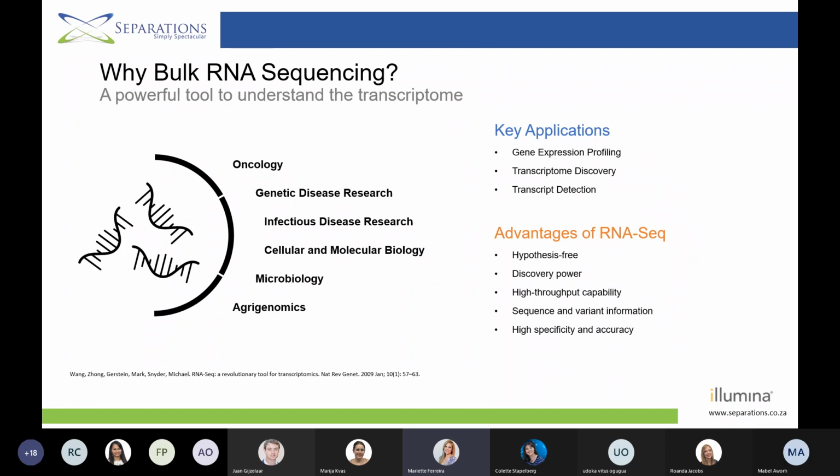The advantage of RNA-seq compared to something like microarray technology is the fact that it's hypothesis-free. You don't need any oligos pre-designed and bound on a microarray. The discovery power of transcriptome or RNA sequencing is immense. You've got very high throughput capabilities, especially on the NovaSeq. You get the sequence and variant information, and there's very high specificity and accuracy. And RNA sequencing is applicable in numerous fields, including oncology, genetic disease research, infectious disease research, cellular and molecular biology, microbiology, as well as epigenomics.